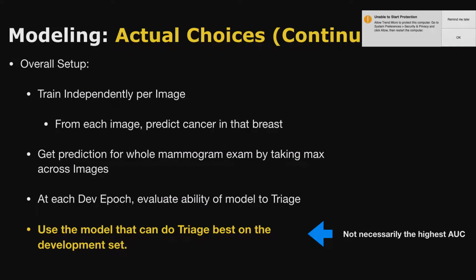And the overall setup that we use through this work and across many other projects, we're training independently per image. Now this is a harder task because you're not taking any other view, you're not taking prior mammograms, but this is for more hardware reasons than not. We're going to get the prediction for the whole exam by just taking the maximum across the different images. So if I say this breast has cancer, the exam has cancer, so you should get it checked up. And at each development epoch, we're going to evaluate the ability of the model to do the triage task, which I'll step into in a second. And we're going to take the best model that can do triage. So your true end metric is what you're measuring during training, and you're going to do model selection and hyperparameter tuning based on that.